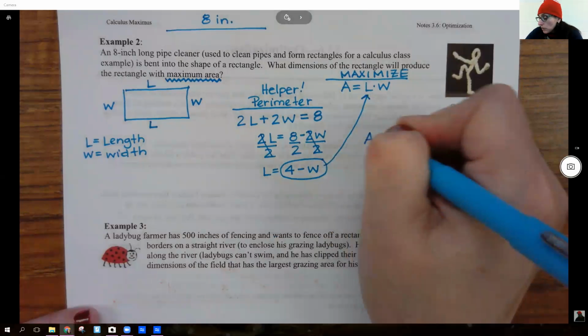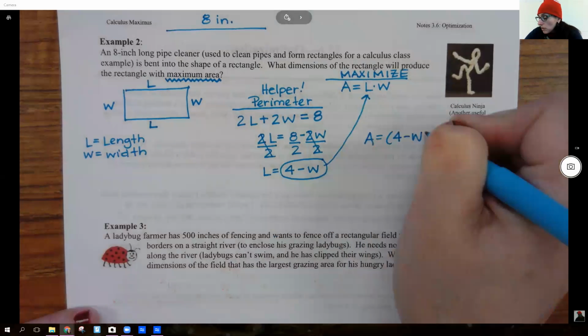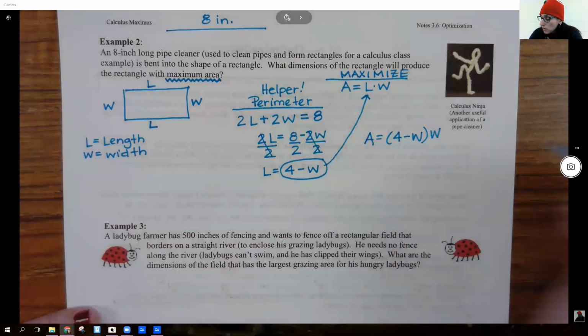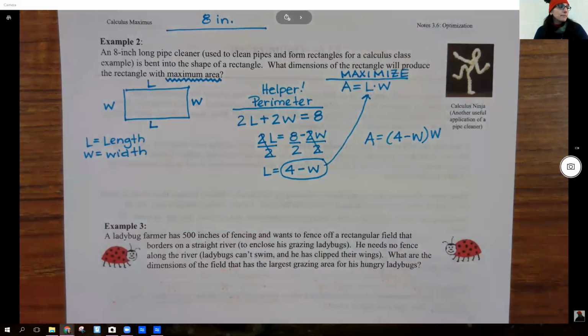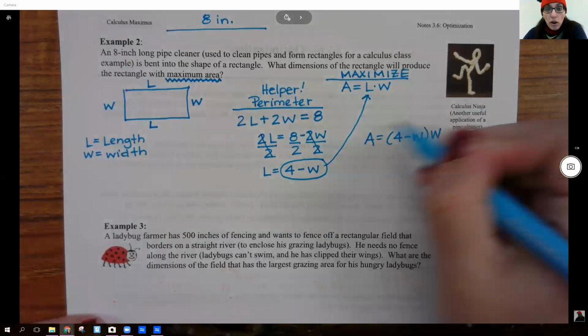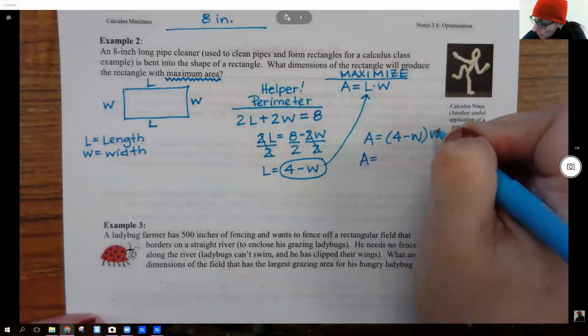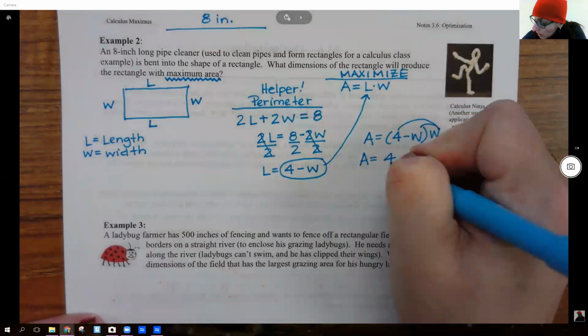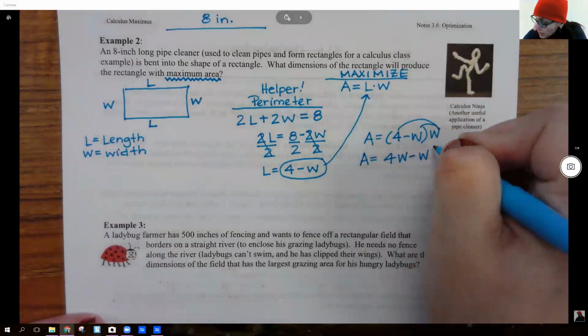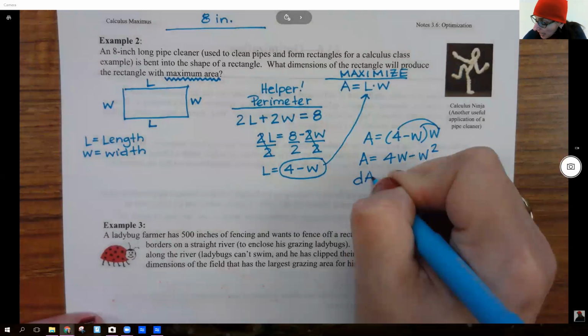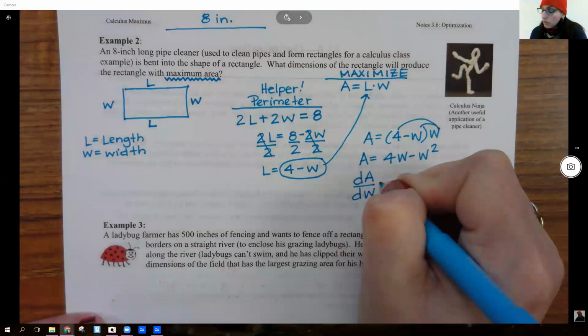So A equals 4 minus W times W. All right, so this is the thing that we are maximizing, so this is what we have to take the derivative of. Just like the last one, it's not too terrible to just multiply this out, so I'm going to do that. And then we're going to take the derivative. So this would be dA/dW.